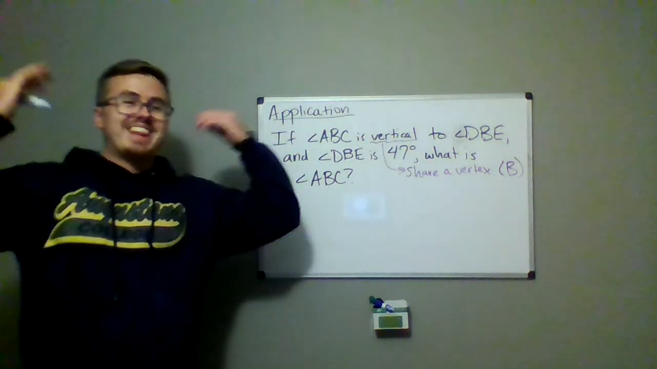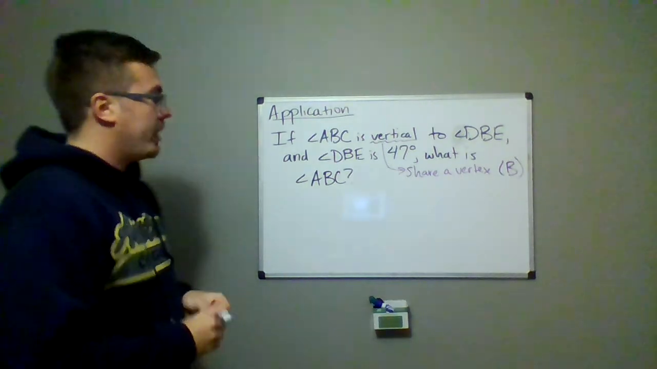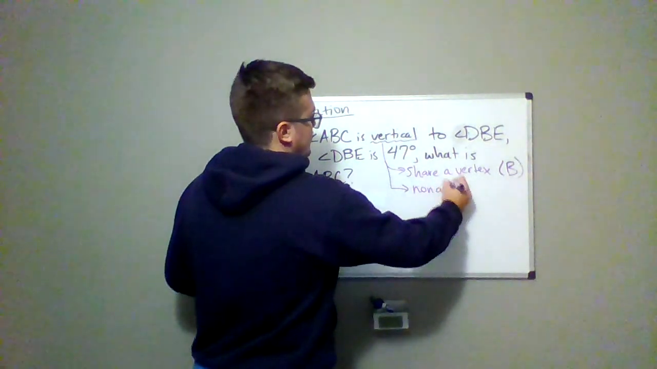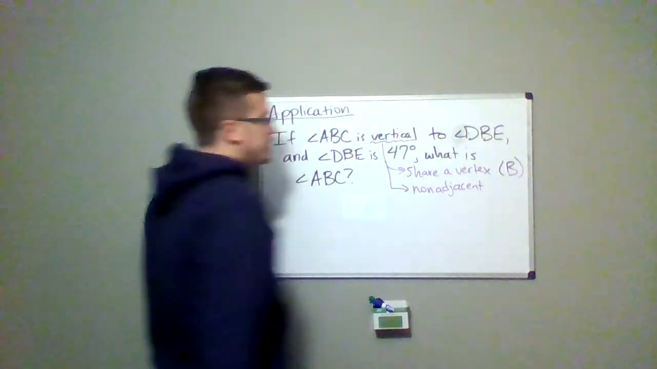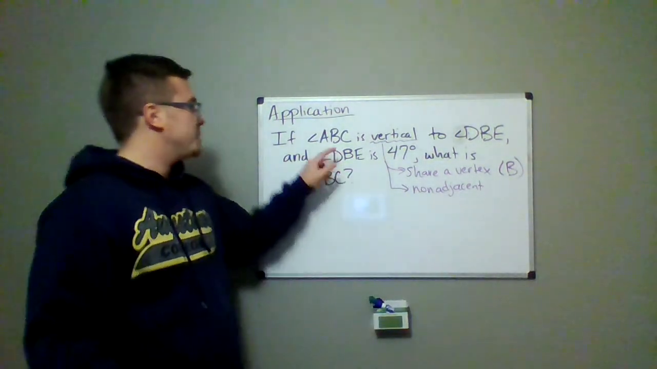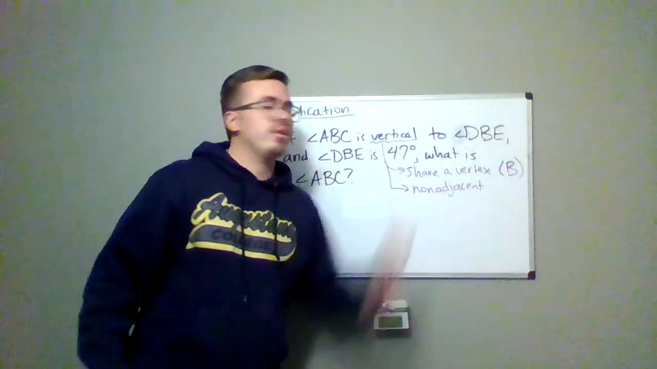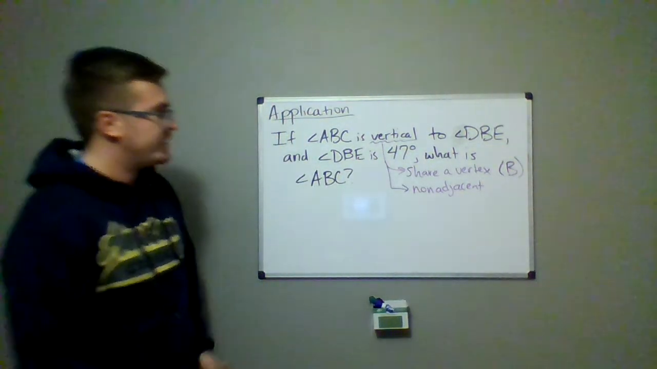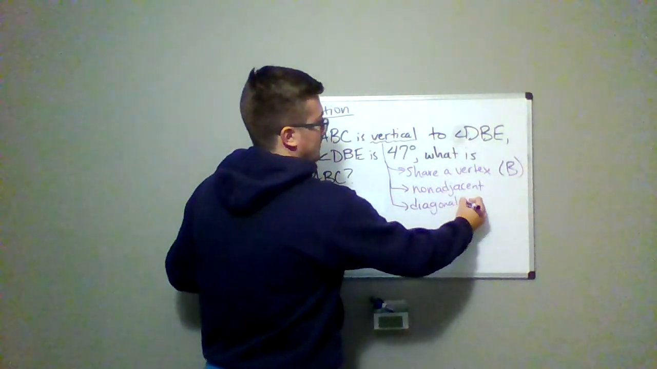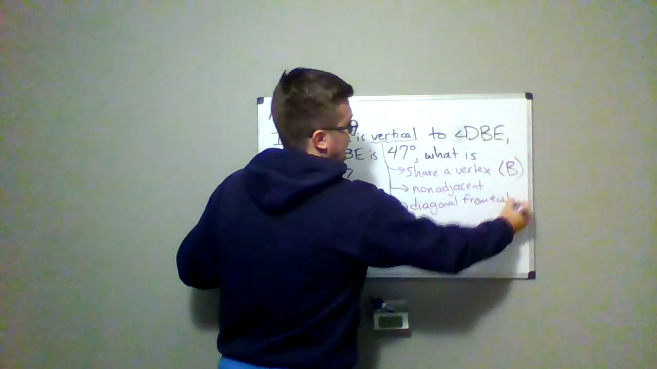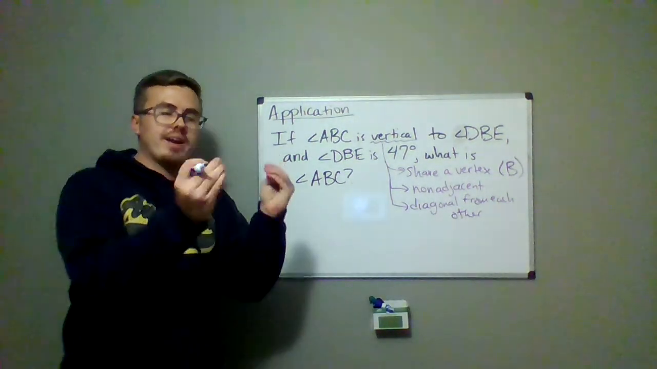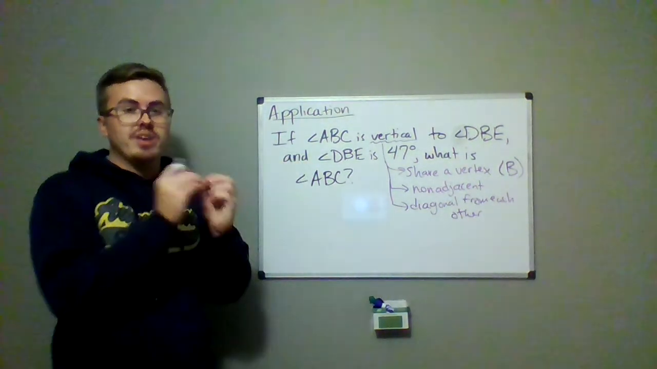So I'm already starting to think about what that looks like in my head. All right, so vertical means they share a vertex, and I know they're non-adjacent, which makes sense because the only letter that they have in common is B. So they can't be directly next to each other because A and C, neither one of those is in my new angle. Makes sense. So they're non-adjacent. And then they're diagonal from each other. Okay, I'm starting to get a picture in my head. They're not directly next to each other, but they're diagonal over a vertex.